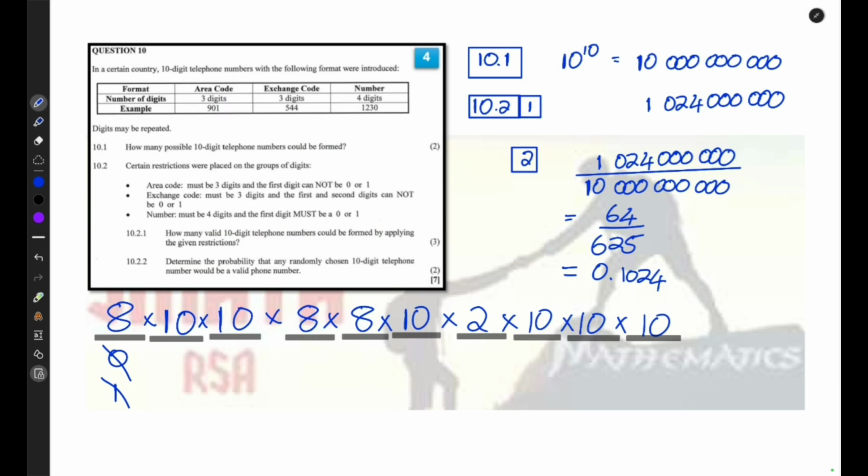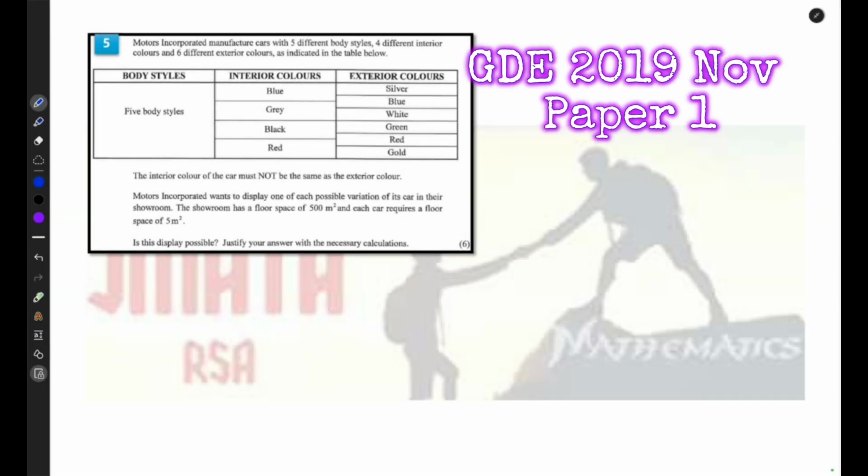Okay, guys, so that was the official exam paper, and 7 marks for the grade 12 probability. In another year, this was the November probability question, and for 6 marks, let's see what you needed to do. Motors Incorporated manufactures cars with 5 different body styles, 4 different interior colors, and 6 different exterior colors, as indicated in this table. The interior color of the car must not be the same as the exterior color. Okay, so it's way back to the first things we did, where I'm just going to see how many options there are in each different choice, and I'm just going to multiply.